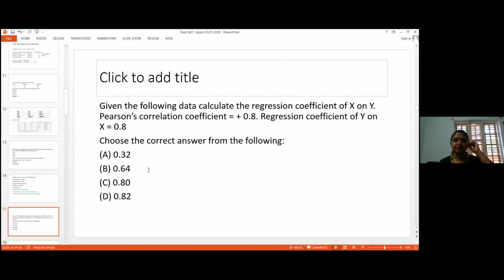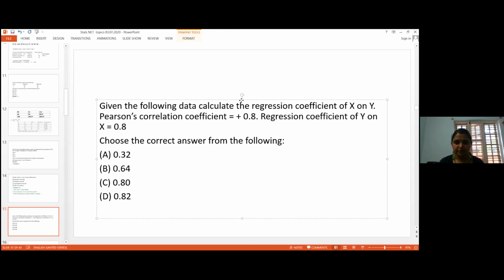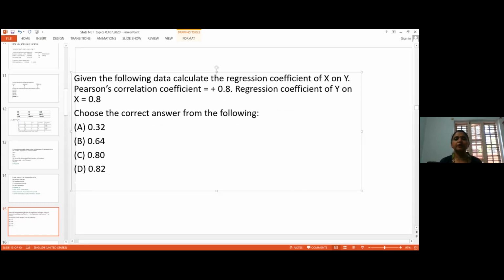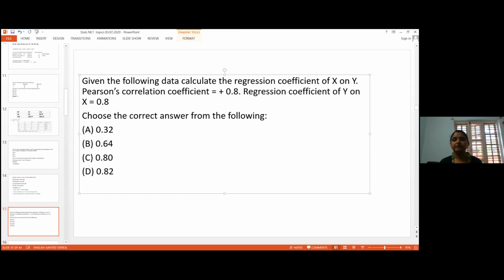So along with time series comes the bivariate details. Given the following data, calculate the regression coefficient of x on y. Pearson's coefficient is given. Regression coefficient of y on x is also given. Given the following data, calculate regression coefficient of y on x. So how do we calculate the regression coefficient of y on x, when you are given the data on the other regression coefficient?